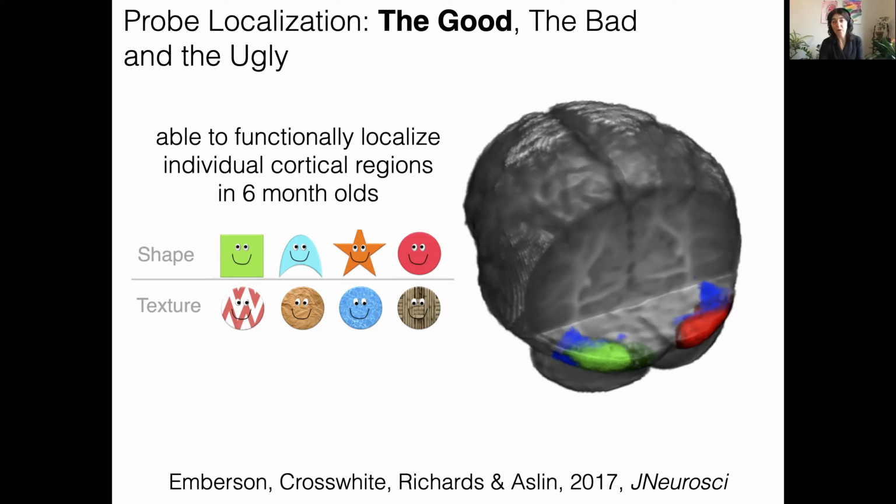And in fact, we can localize fairly specific regions in the brain using this. So this is an example of us trying to localize the LOC in babies. And I think we did that quite well. And we found shape selectivity of this region at 6 months using this technique. And that's outlined in this particular article here.